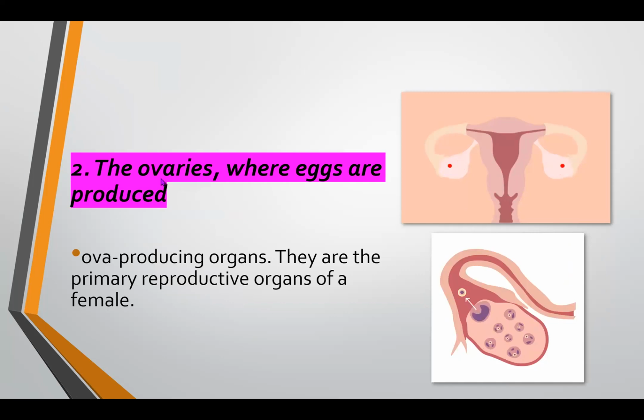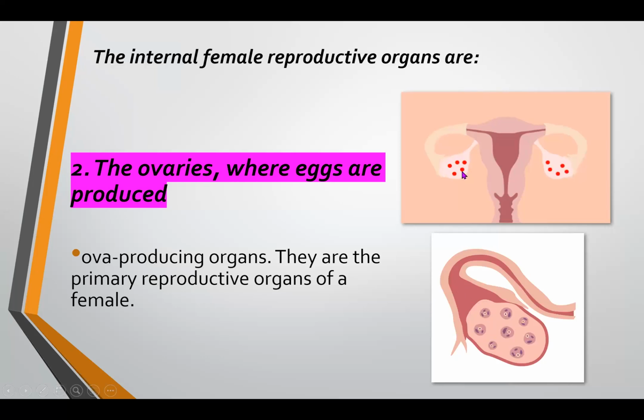Ovaries. We have two ovaries, one on the right and one on the left. The ovaries are the ova producing organ. They are producing the eggs. The egg cells are produced by the ovaries.